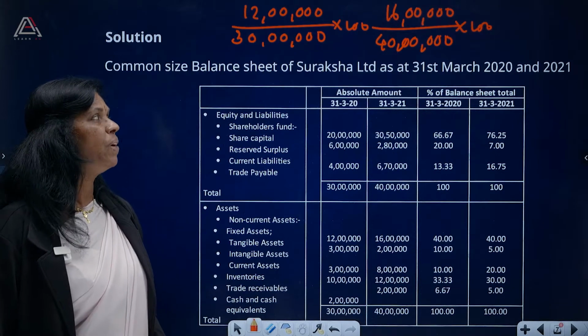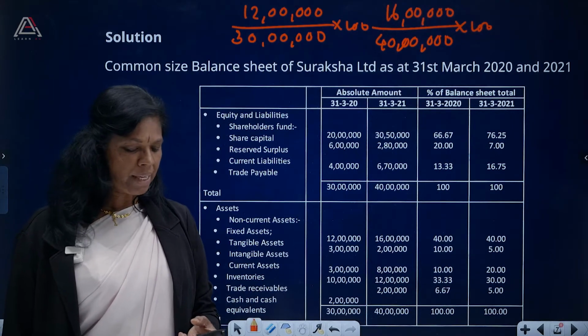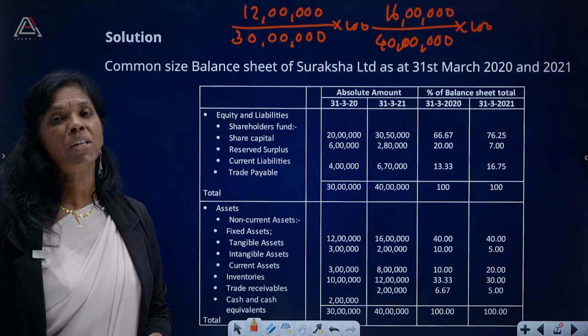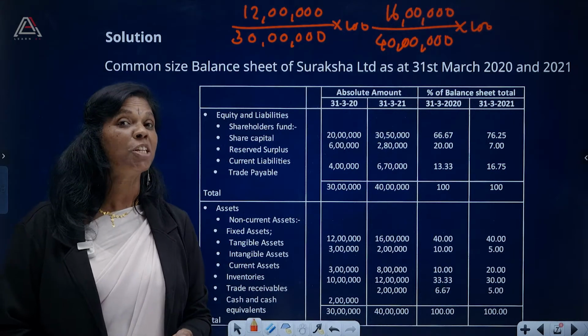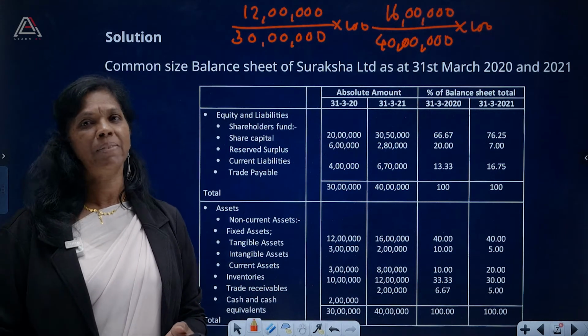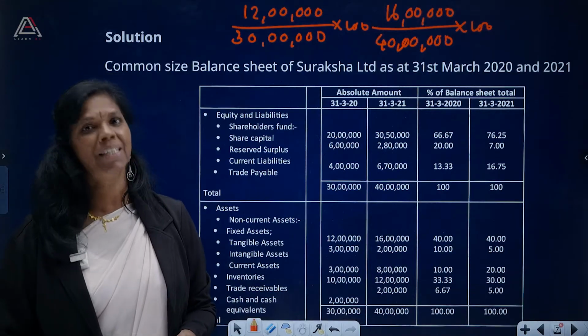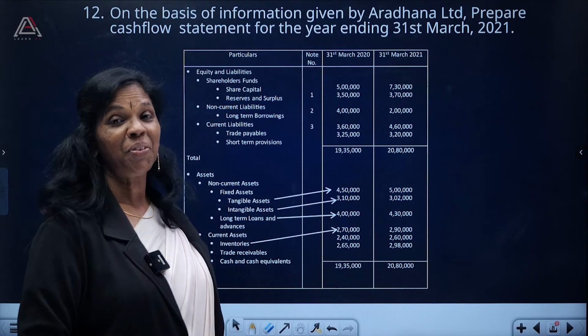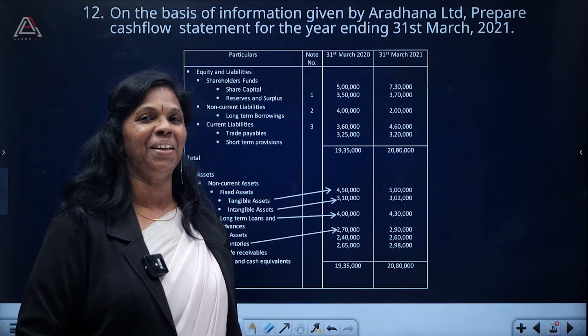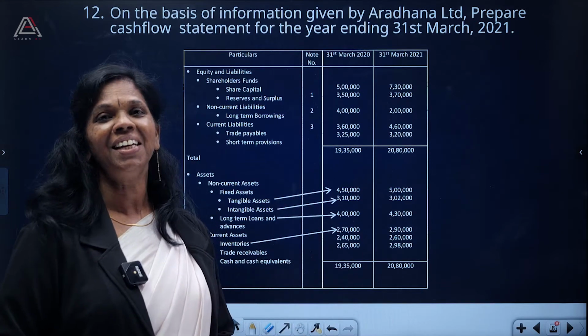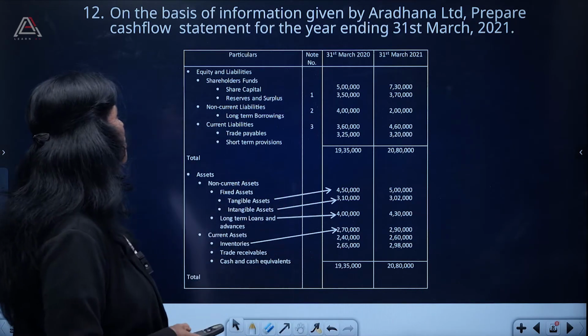Okay, that is the way we have to prepare a common size statement. Have you understood how to prepare a common size statement and a comparative income statement? Okay, then let us see the next question, cash flow statement. First, try to understand the question. What is the question?